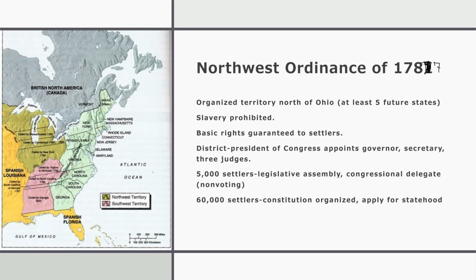The Land Ordinance had generated a system of how exactly land was to be surveyed and sold. The Northwest Ordinance came behind and gave a system of how it was to be governed. So the Northwest Ordinance organized all of this territory here north of the Ohio River into a territory that would later be redivided into at least 5 future states. In this territory, slavery would be prohibited.